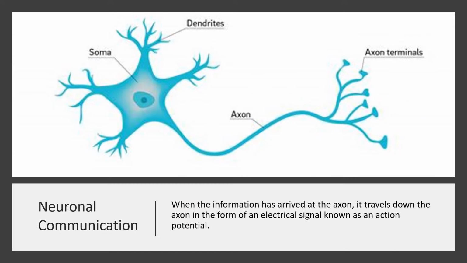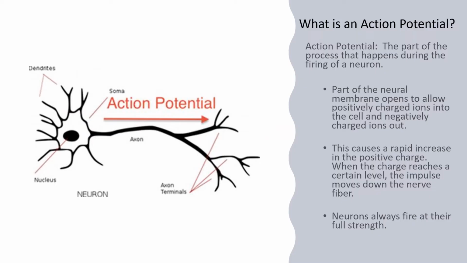Once the information has arrived at the axon, it travels down the length of the axon in the form of an electrical signal that's known as an action potential. So what is an action potential? This is the process that happens during the firing of a neuron. Part of the neural membrane opens to allow positively charged ions into the cell and negatively charged ions out. This then causes a rapid increase in a positive charge. When the charge reaches a certain level, the impulse moves down the nerve fiber.